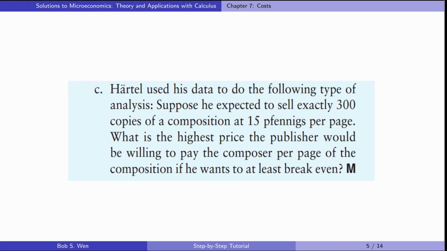For Part C, Hartel used his data to do the following type of analysis. Suppose he expected to sell exactly 300 copies of a composition at 15 pfennigs per page. What is the highest price the publisher would be willing to pay the composer per page of the composition if he wants to at least break even?